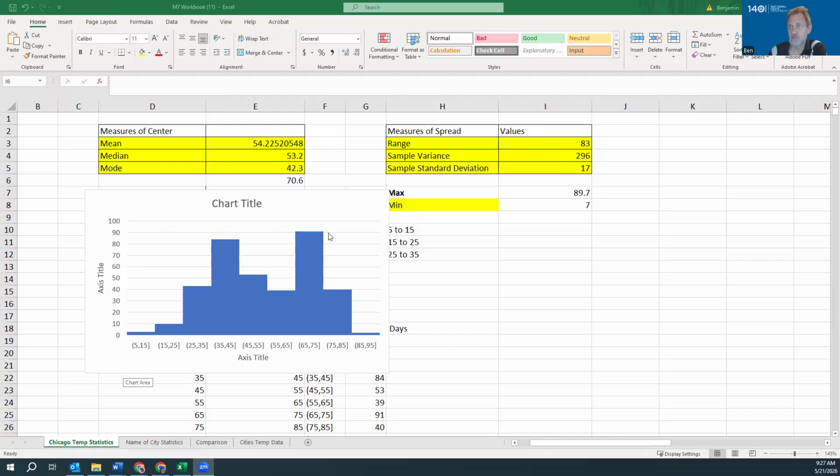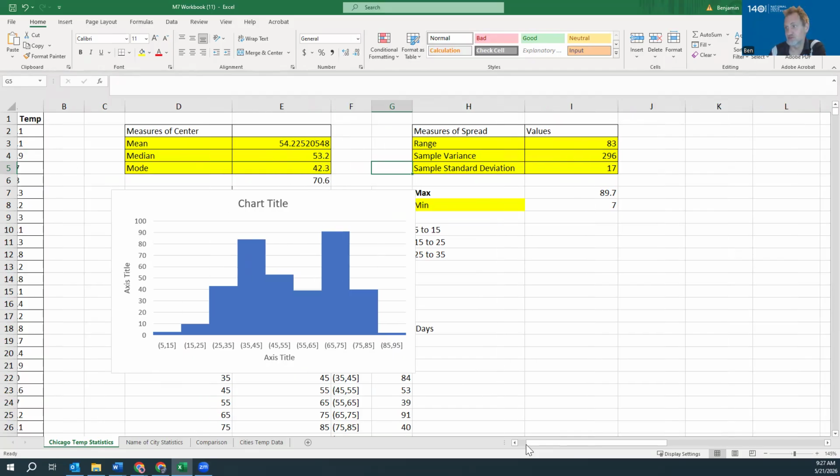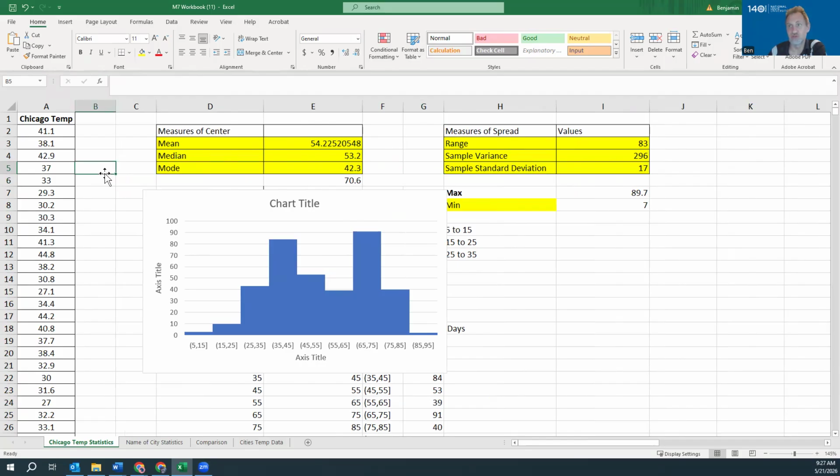So I put in the formulas here and I've got the values coming out. Notice that the mode had two answers coming out, and that's because I used MODE.MULT. That means that there were multiple 42.3s and multiple 70.6s. You should use MODE.MULT when you're doing mode.